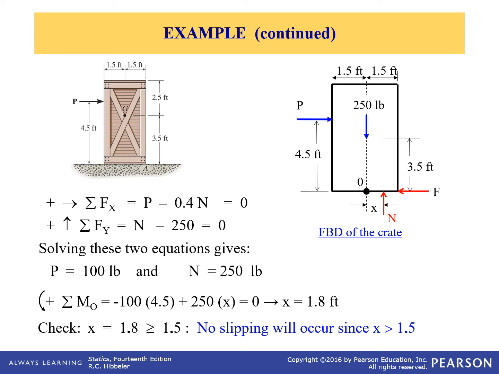Whoa, wait a minute. The box is 3 feet in length, and 1.5 is half of that. So 1.8 feet means that it's going off the box. So slipping does not happen. So if we had stopped and didn't check, we would have got the answer wrong. So somebody pushing 100 pounds, ain't gonna happen.